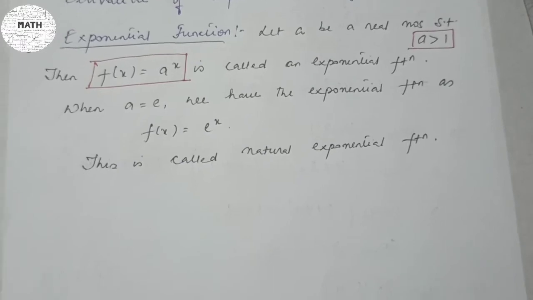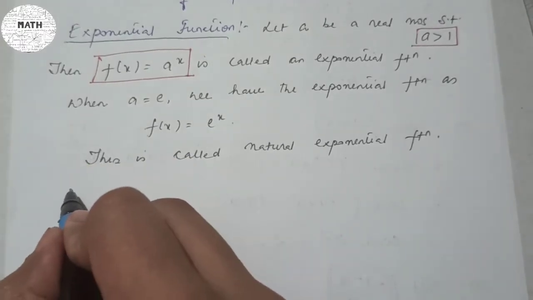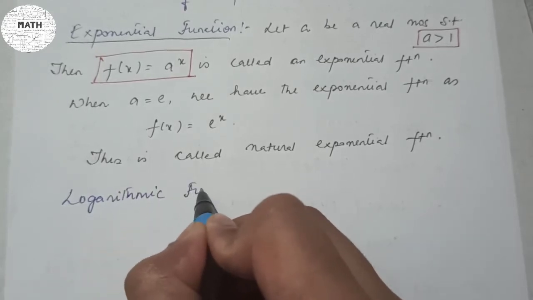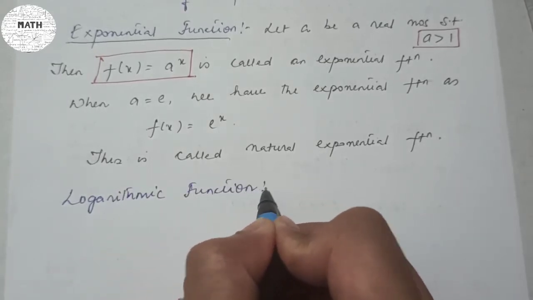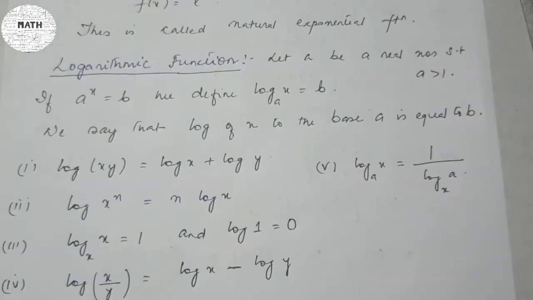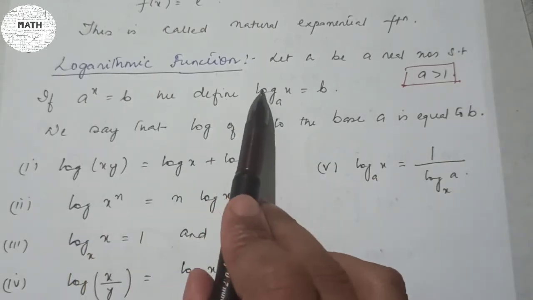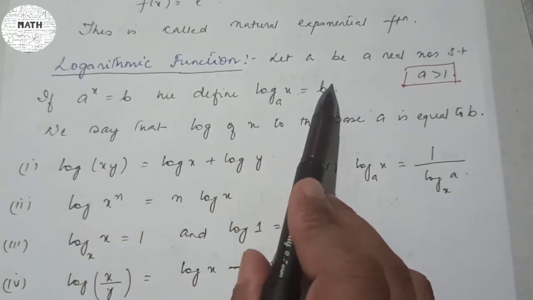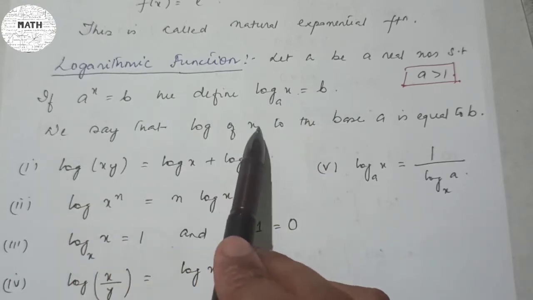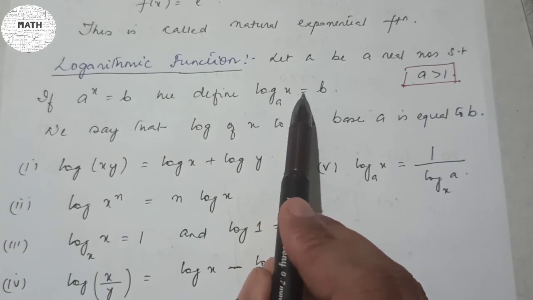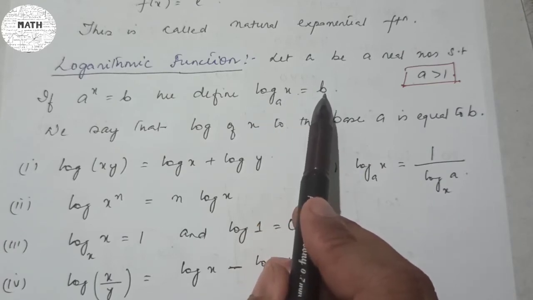Okay, the next one is the logarithmic function. Again, let a be a real number such that a is greater than 1. So if a to the power x is equal to b, we define log a x is equal to b. So what do we call that? We say that log of x to the base a is equal to b. That's how we're gonna say it. I hope you're clear with the logarithm function.